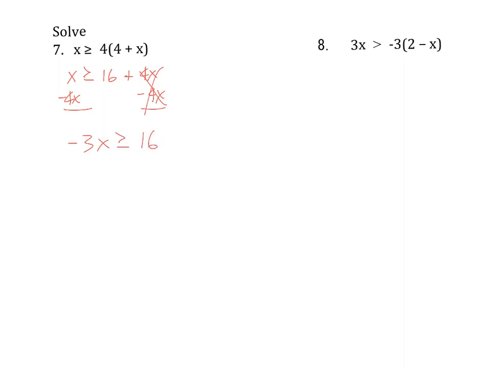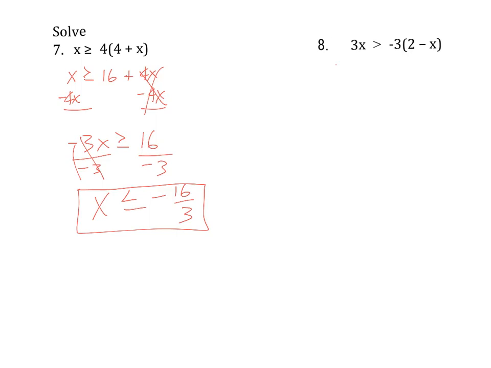So I want x by itself. So I need to divide both sides by negative 3. Now remember, whenever you multiply or divide both sides of an inequality by a negative, the direction of the inequality switches. So x is less than or equal to negative 16 thirds.